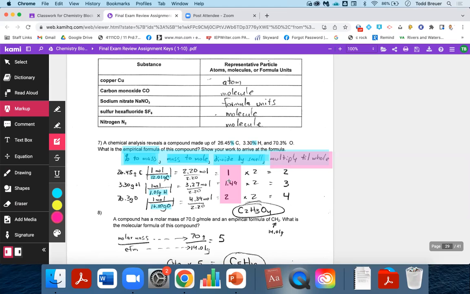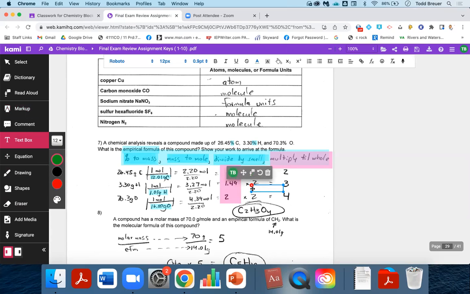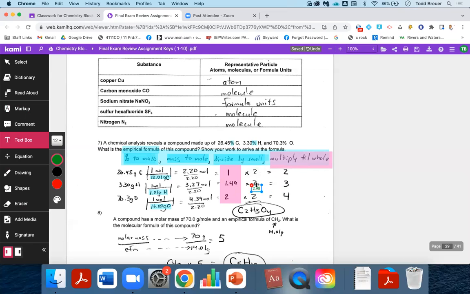1.49 is not within 1/10 of a whole number. So we multiply by some value to see if we get something super close to a whole number. Super close again means within 1/10. When we multiply 1.49 times 2, we get 2.98, which is essentially the value 3. Just remember, I multiply each of the mole amounts by the same whole number. So in this case, 2 worked, and we get a ratio of 2 to 3 to 4, C2H3O4. That would be the empirical formula.